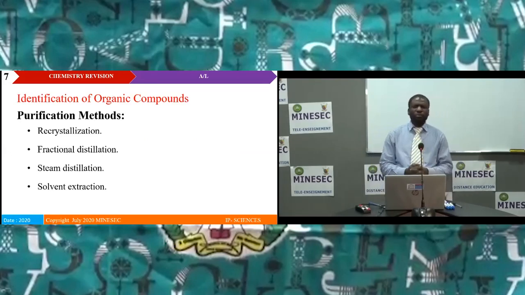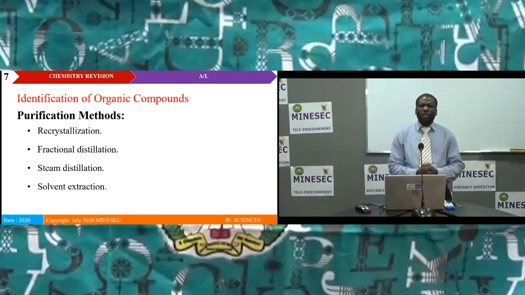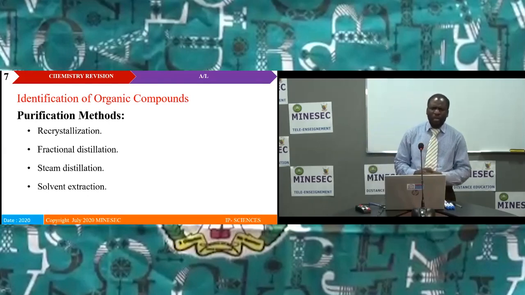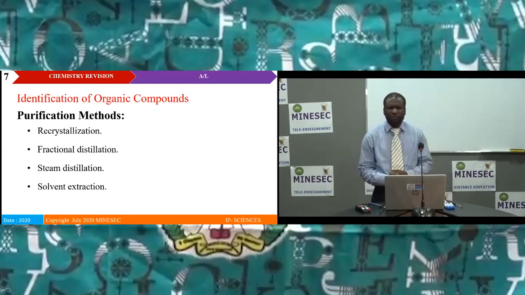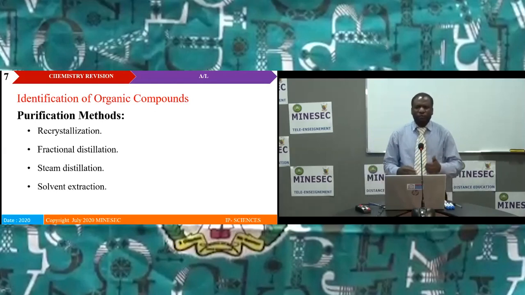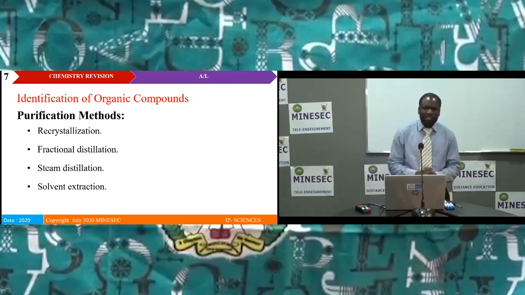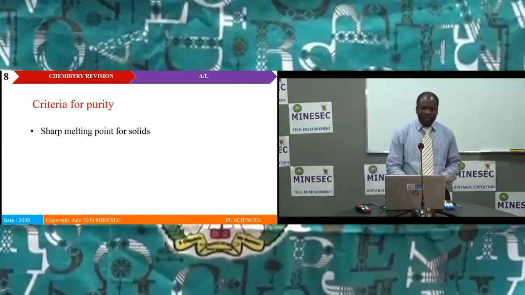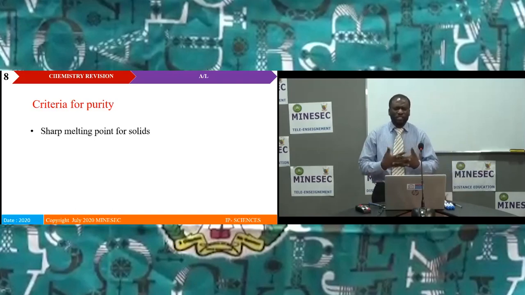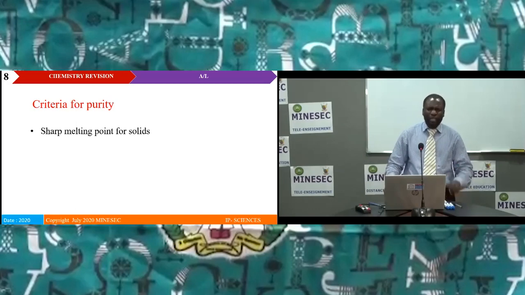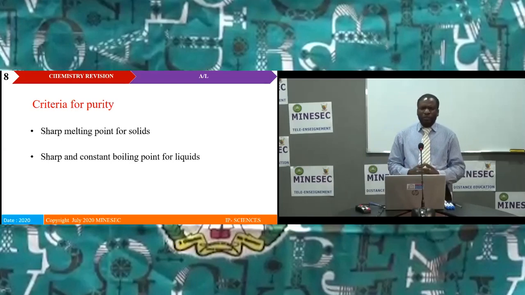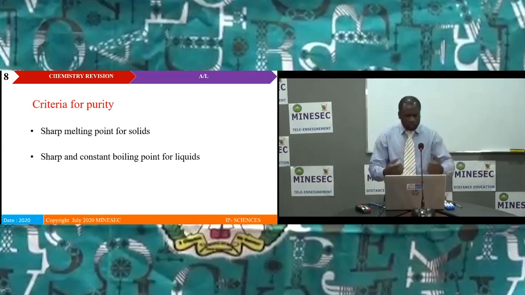Identification of organic compounds. In order to identify organic compounds, it is imperative to first of all carry out purification of the organic compounds. And we have the following purification methods: recrystallization, fractional distillation, steam distillation, and solvent extraction. Criteria for purity. For a solid compound to be considered pure, it must have a sharp melting point. And for a liquid to be considered pure, it must have a sharp and constant boiling point.